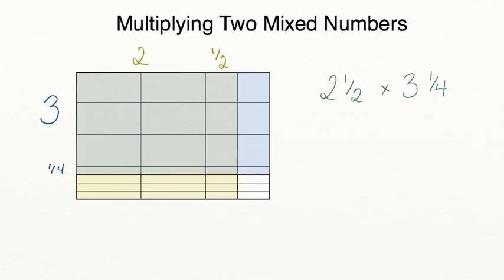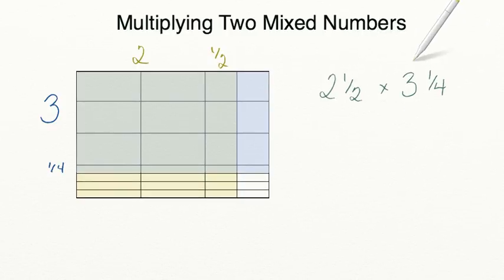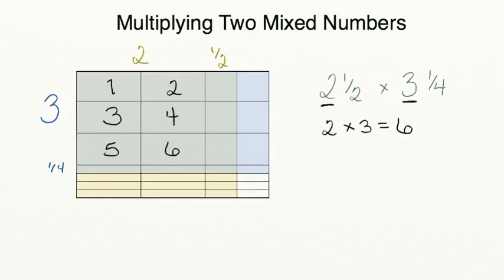So now we need to start adding up the product of each of these pieces together. Now I'm going to be going through this on our equation as well. We are going to start by multiplying 2 wholes times 3 wholes. So we're multiplying our whole by our whole. And as you can see, I've written in black, 2 times 3 equals 6. So let's look at our area model to see where this 6 came from.